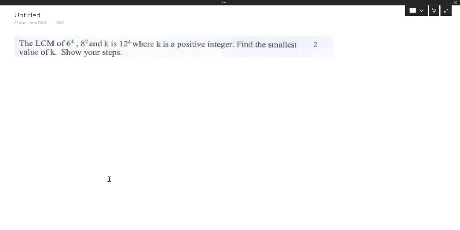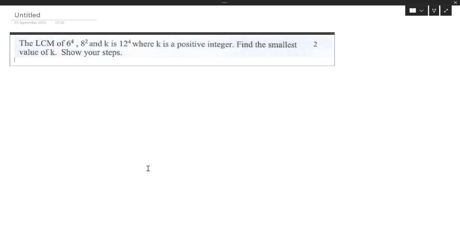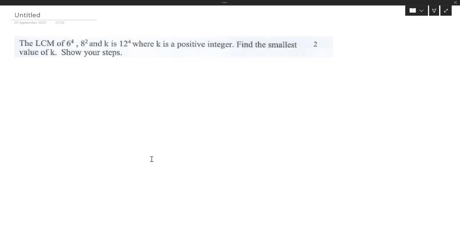The question is: the LCM of 6 raised to 4, 8 raised to 2, and k is 12 raised to 4, where k is a positive integer. Find the smallest value of k. Show your steps. So first of all, let us find the LCM of 6 and 8 first using prime factorization.